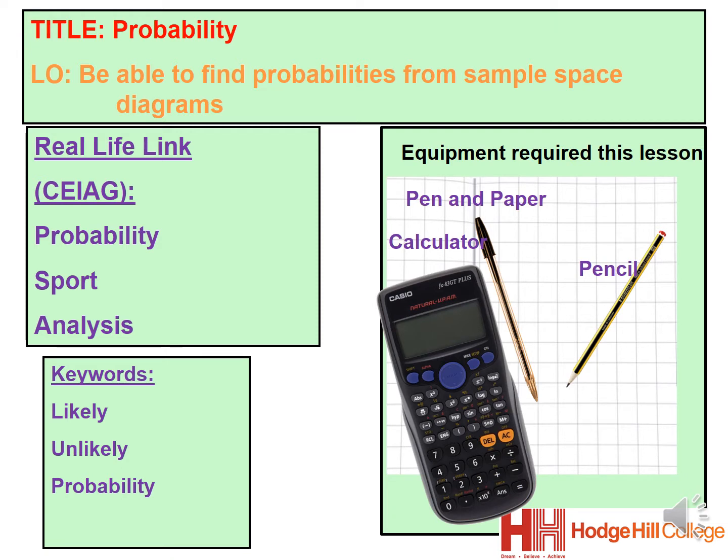So today you'll be able to find probabilities from a sample space diagram. The keywords you'll be seeing today are likely, unlikely and probability. So the real life link would be sport analysis.